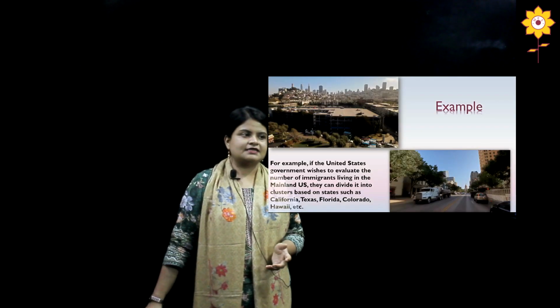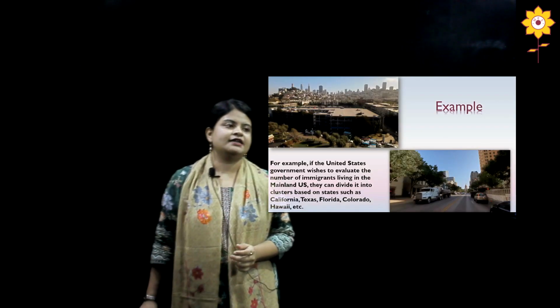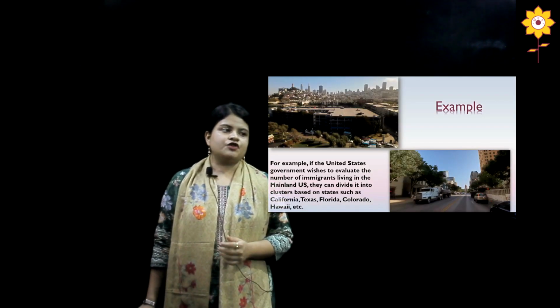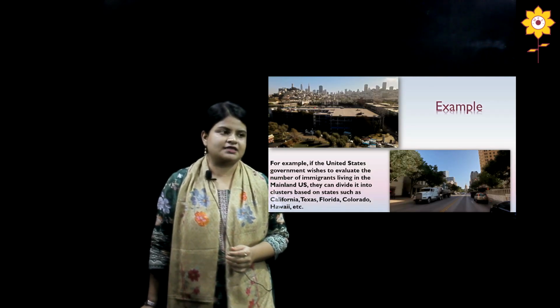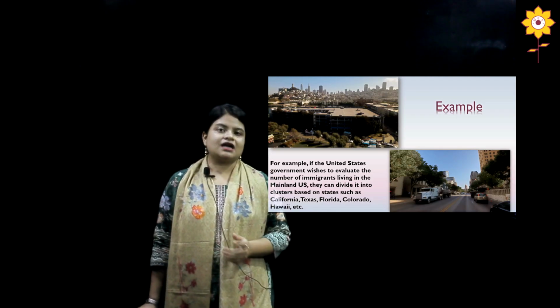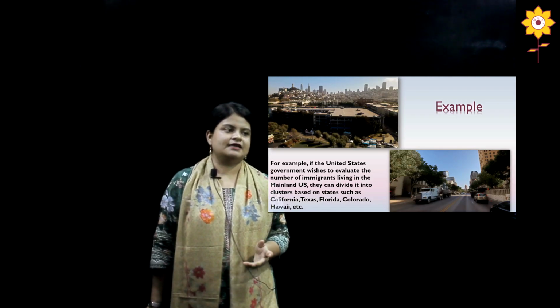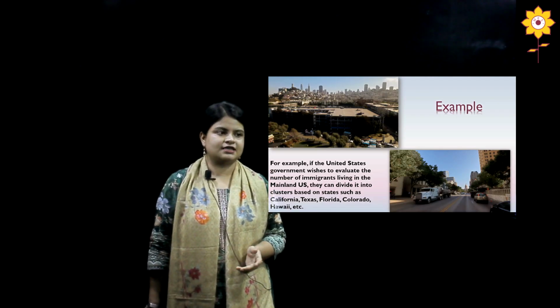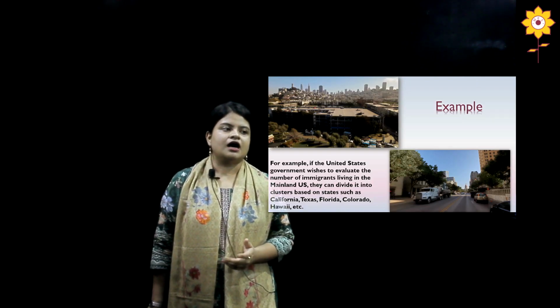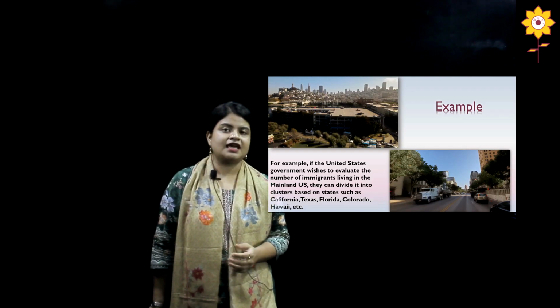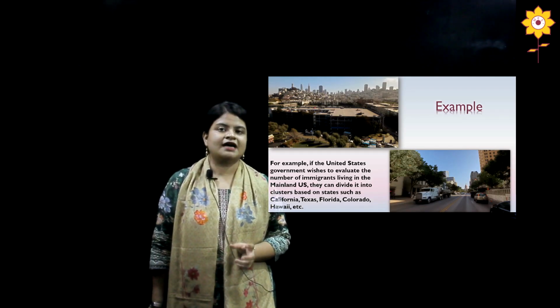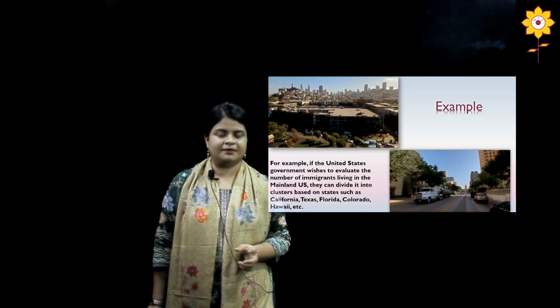Like in cluster sampling, for example, if the United States government wishes to evaluate the number of immigrants living in the mainland US, then they can divide the clusters based on the states such as California, Texas, Florida, Colorado, Hawaii, etc. So, in this way the cluster sampling works, wherein the area has to be determined by the researcher for the purpose of sampling.